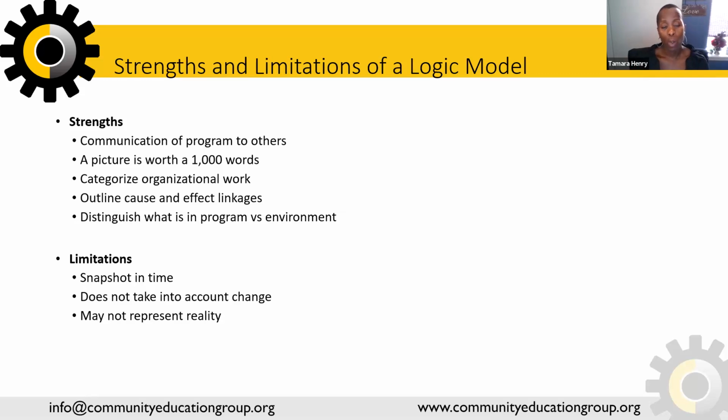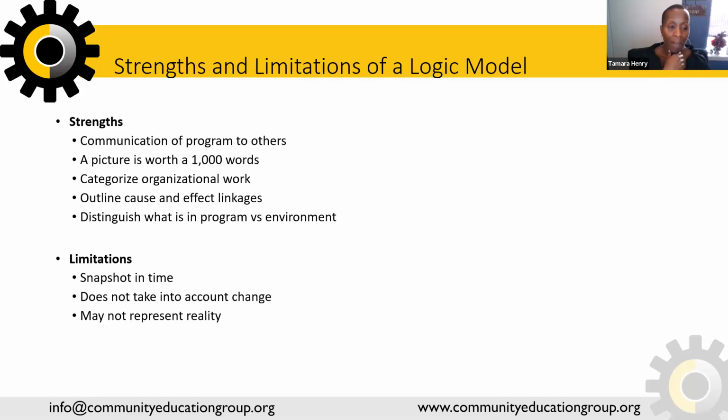It communicates your program to others. It categorizes organizational work so everybody knows logically what their role is, what they can do. It outlines cause and effect linkages, so your outputs are directly related to your activities, which are directly related to your outcomes and impacts. It distinguishes what's in your program versus what's in the environment.